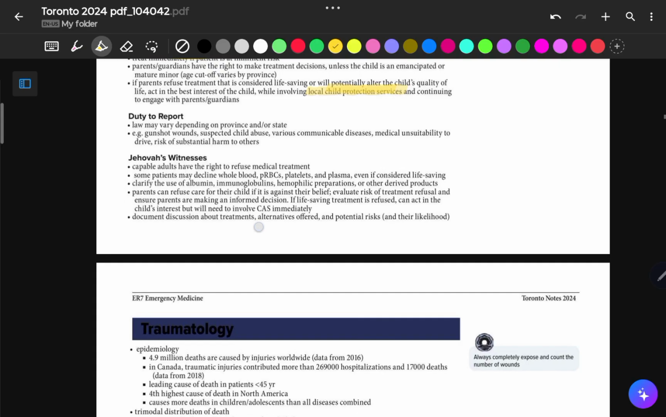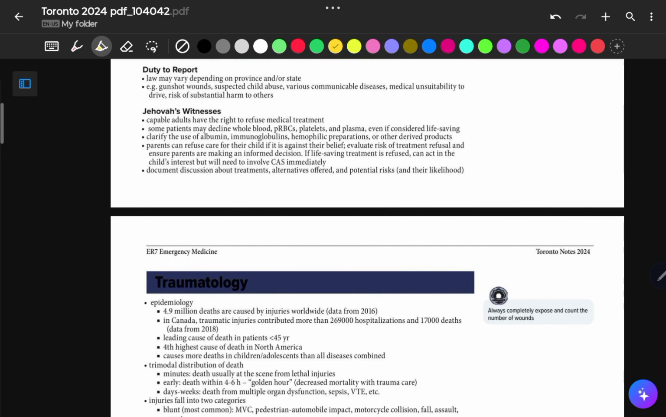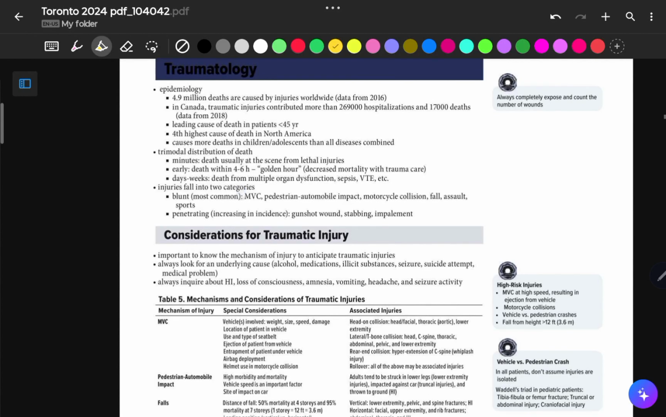Okay, so you need to document all the discussion you had with this patient. You have to give them alternative offers and also document that as well. You need to talk to them about potential risks and document that as well. Next, we're going to talk about traumatology.